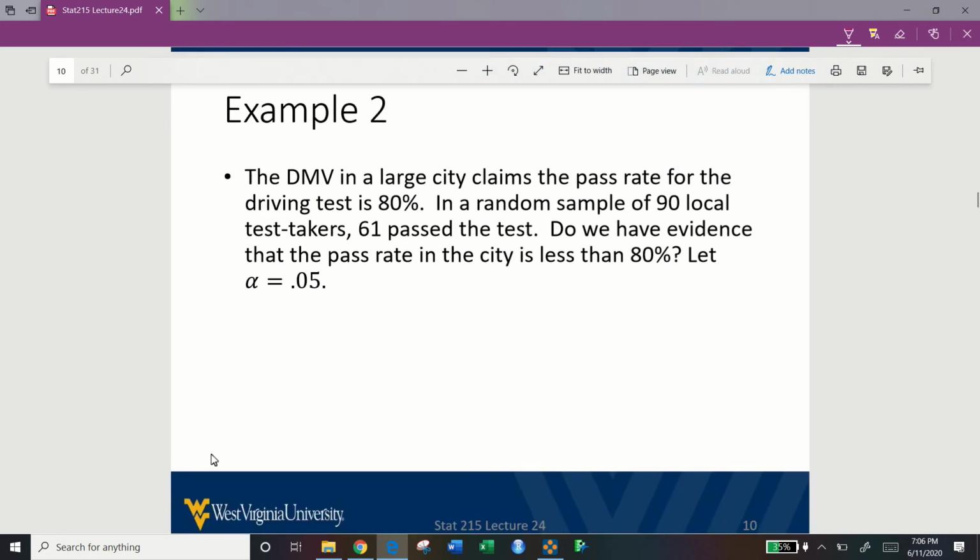Let's take a look at example 2. The DMV in a large city claims that the pass rate for the driving test is 80%. In a random sample of 90 local test takers, 61 passed the test. Do we have evidence that the pass rate in the city is less than 80%? Let alpha equal 0.05.